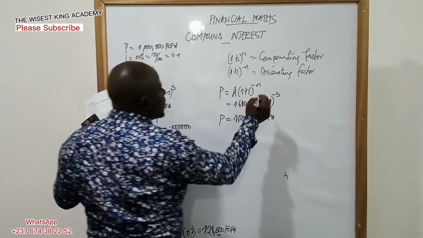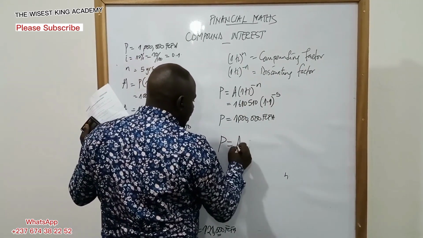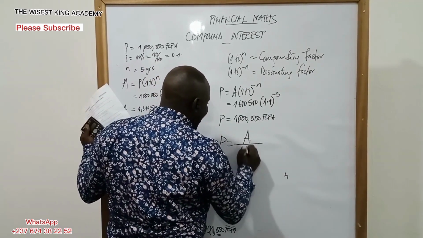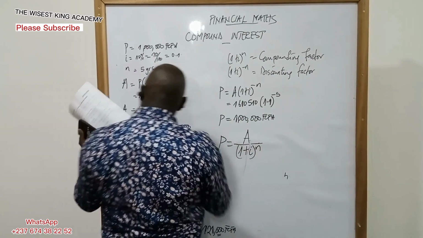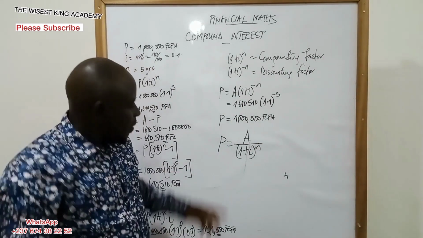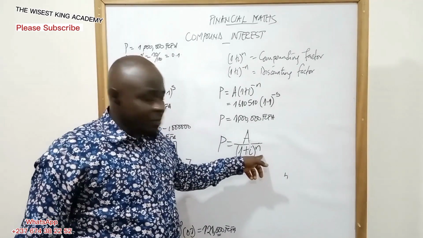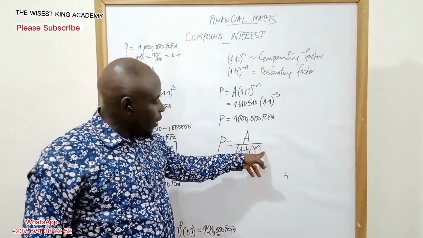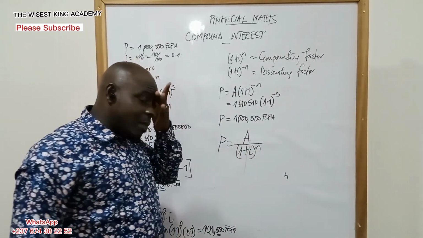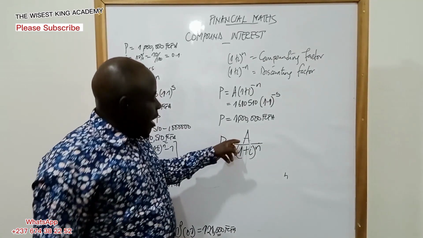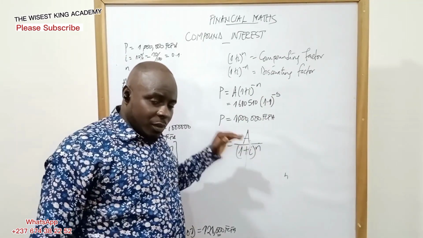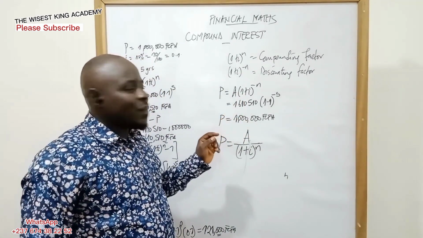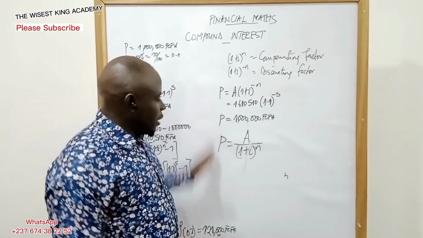This formula can still be written like this: A divided by the compounding factor, A divided by 1 plus I raised to the power n. Can we see that? Yes. So to calculate the present value, we either take the acquired value divided by the compounding factor, or we take the acquired value multiplied by the discounting factor. It still gives the same thing.